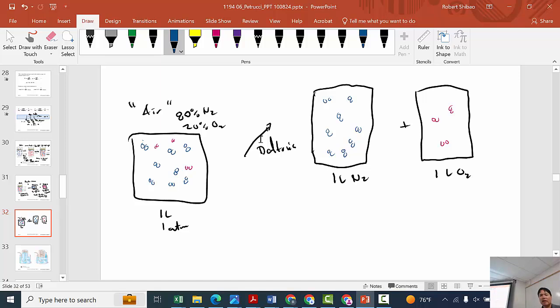Well, we know what the pressure fraction is. The pressure fraction is the same as the mole fraction, right? And so if 80% is the mole fraction, then 80% of the total pressure will be nitrogen. And so this is going to be 0.8 atmospheres.